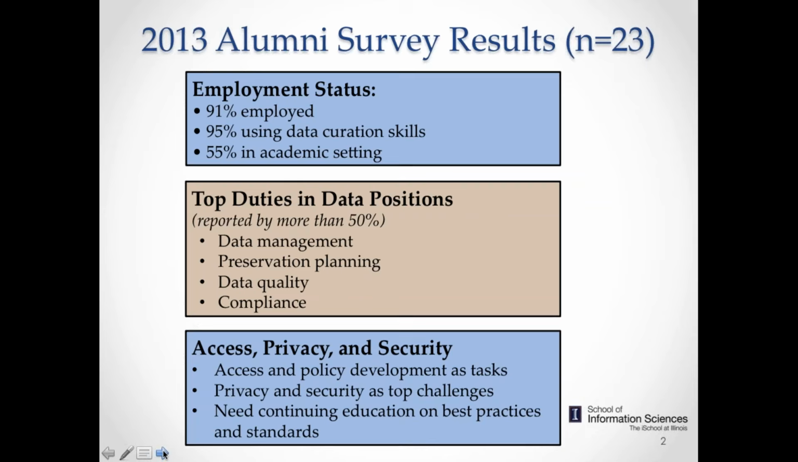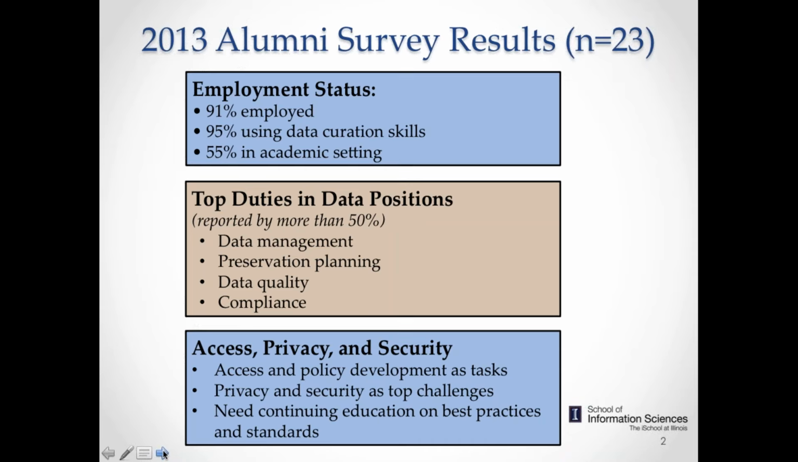So in 2013, the iSchool at Illinois had a large enough number of data curation graduates to conduct a survey where we could learn more about their work characteristics. We had 23 graduates respond to this survey, giving us an almost 40% response rate. We found the majority of our graduates were employed using their data curation skills, and these positions were located in a variety of settings, such as academic libraries, national labs, and government agencies. Compliance was one of the top duties that was reported by our data curation graduates.